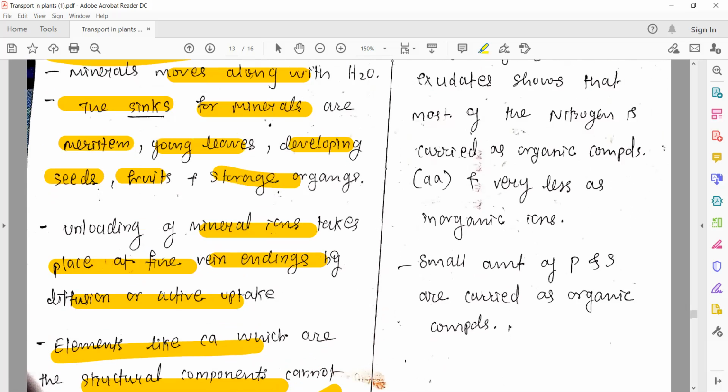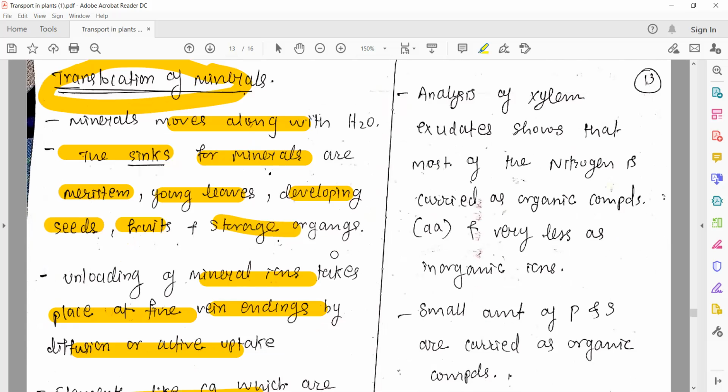Okay, in that part we will be dealing with some kind of elements, mobilized elements and immobilized elements, that is going to be explained. So don't worry about that calcium part. Let's move ahead. Analysis of the xylem.